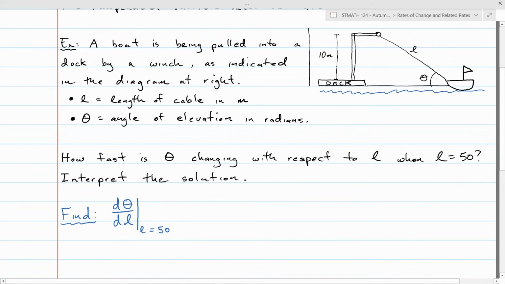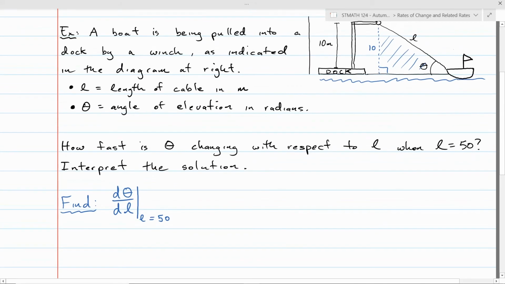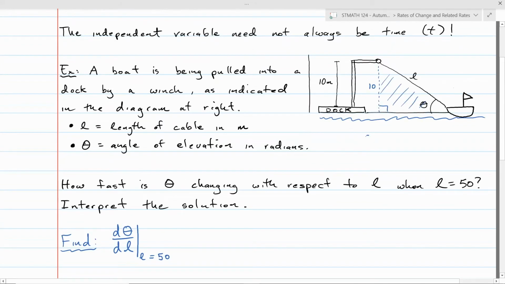Well, from that picture, I need to find some relationship between theta and L so that I can calculate d theta dL. Well, what I see when I look at this diagram, I see a right triangle here. And in that right triangle, I think I might be able to relate theta and L. Notice that the vertical side of this triangle is 10 because that's the height of the winch. What trigonometric relationship would relate theta, 10, and L? Well, I can think of a few. For example, sine of theta, that's the opposite over the hypotenuse. That'd be 10 over L.